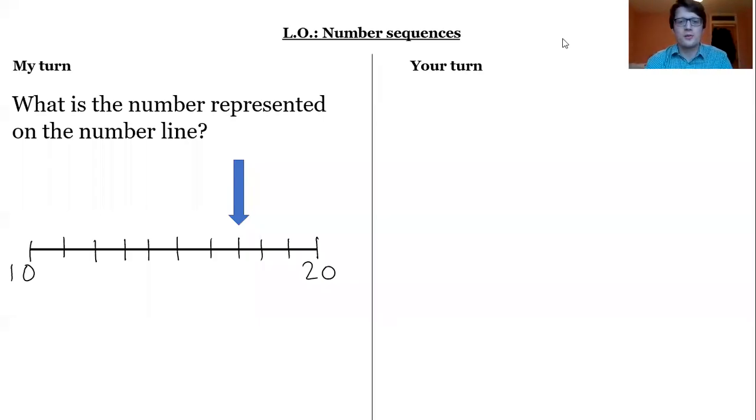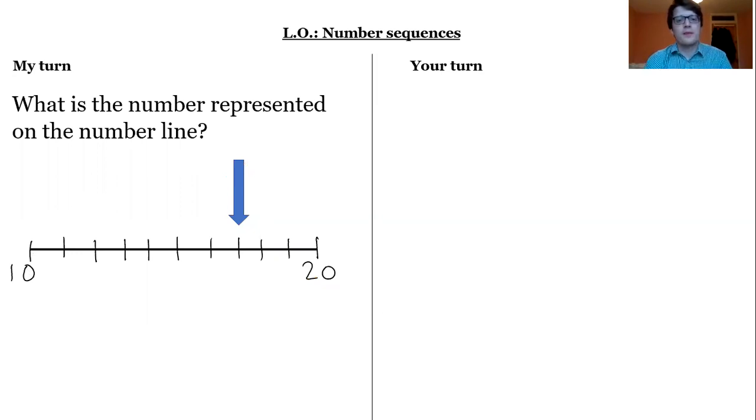Okay, today Year 4 we're going to be working on number sequences using number lines, because quite often we find that people struggle a little bit with placing numbers on number lines, working out exactly what number lines are saying. So here what we've got is a number line between 10 and 20, and I want to know what number the arrow is pointing at.